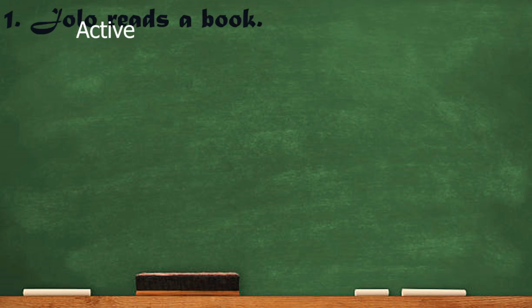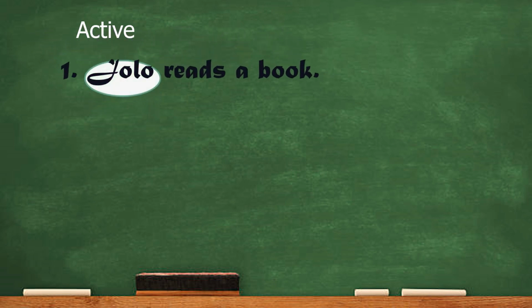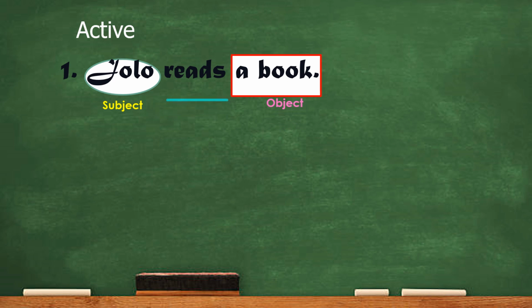Then, let us try to transform the following sentences from active to passive voice. First one: Jolo reads a book. Jolo is our subject and the book is our object. I want you to note also that reads here is in the present tense. This sentence is in the active voice because Jolo, which is the subject, is the one reading a book. It is active in the sense that the subject is the doer of the action.